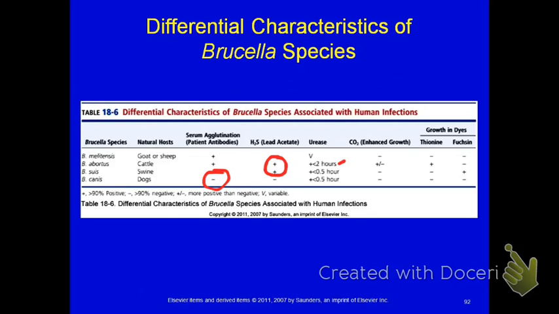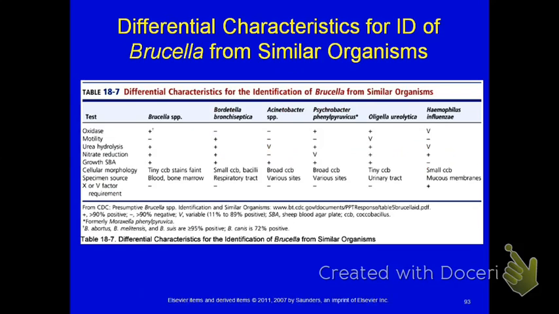Now, some would require CO2 to enhance the growth, and that would be Brucella abortus. Now, if we're going to add thionin dye, Brucella abortus will be able to grow. If you're going to add fuchsin, it is only Brucella suis that could grow. Furthermore, Brucella is also differentiated from other species by means of these biochemical tests. So, you might read table 18-7 in your book.